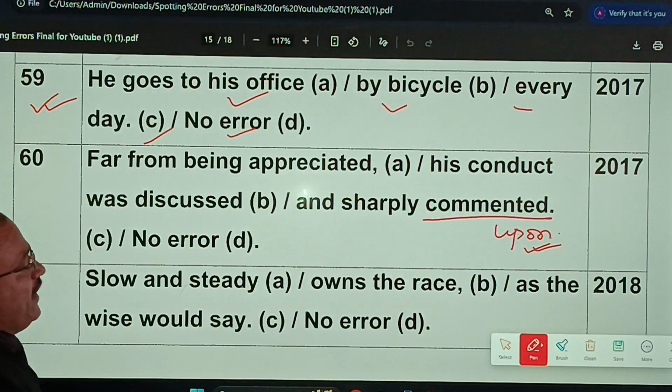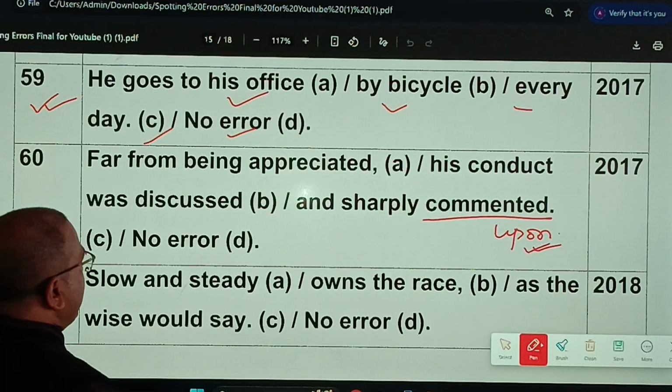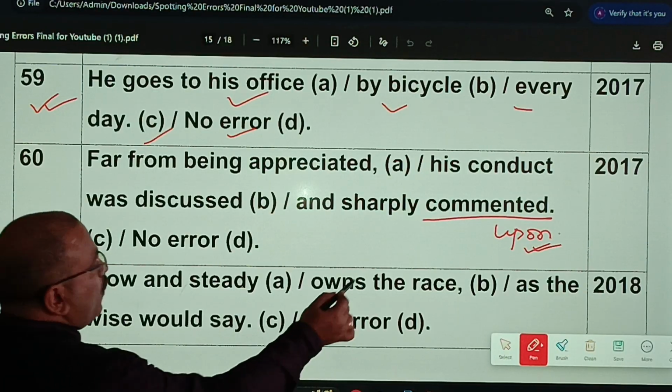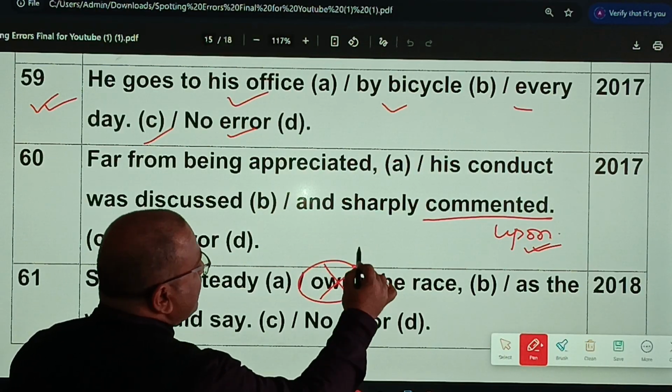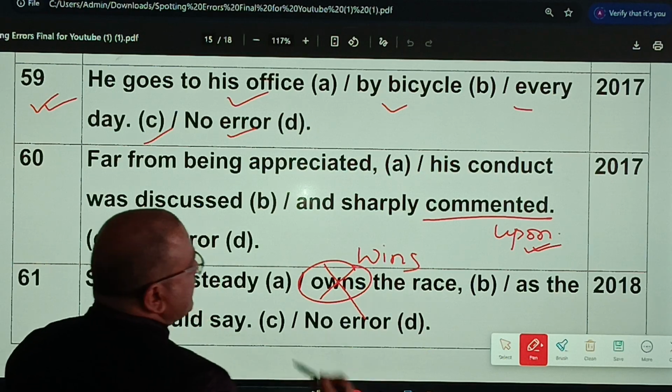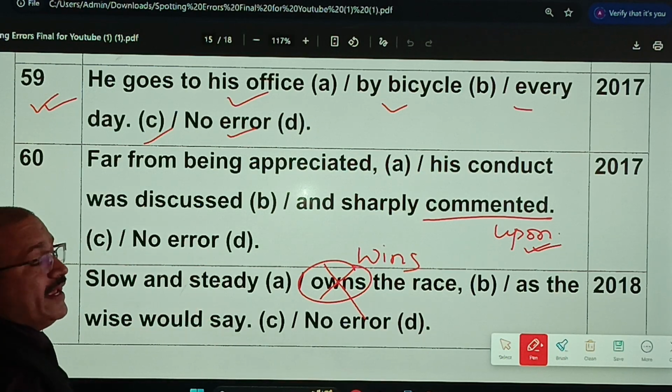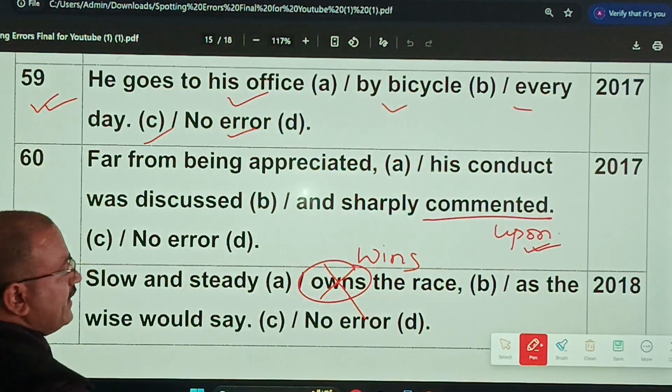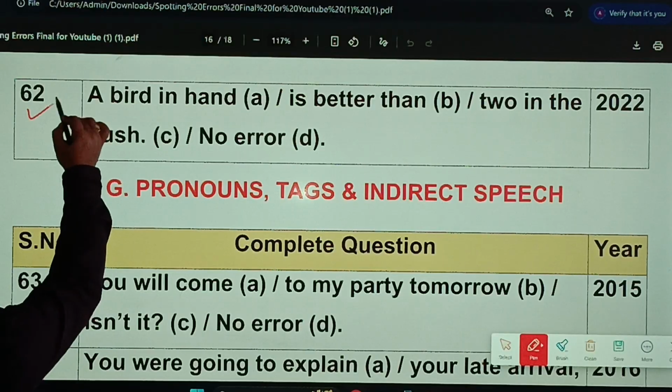Slow and steady owns the race, as the wise would say. Slow and steady, what? Owns the race or wins the race? Wins the race. So this is the error. Next. Now question number 62.